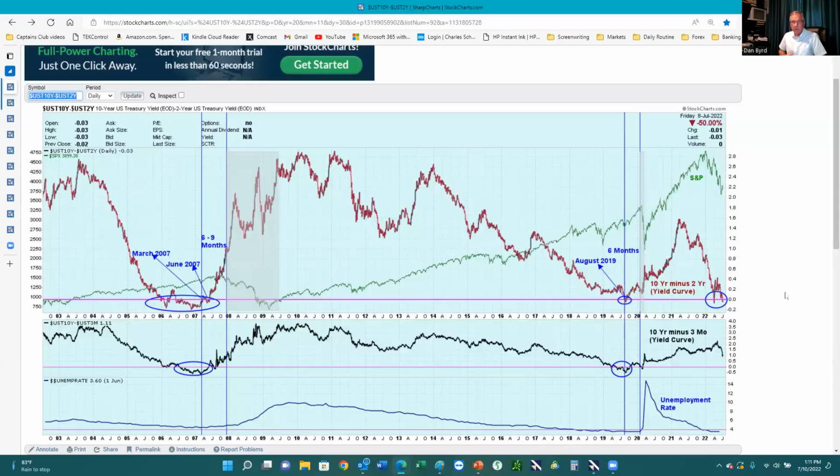So especially if there's another rate increase, it could very easily invert in the very near future. But the important thing to look at is historically, before the recession, it has inverted along with the 10 and 2. Back before 2008, the 10 and 2 inverted first, and then the 3 month inverted a little bit later. In 2020, the 3 month actually inverted first.